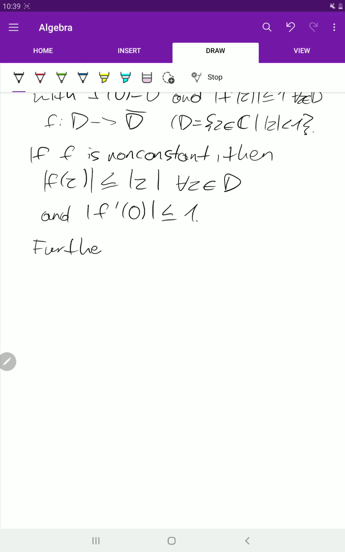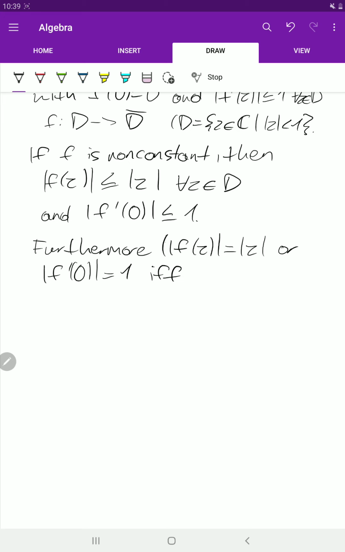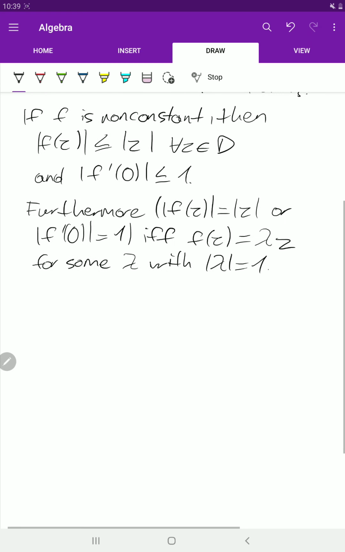Furthermore we have that the modulus of f of z is equal to the modulus of z, or the modulus of f prime at 0 is equal to 1, if and only if, let's put brackets around so that it's clear, if and only if f of z is equal to lambda z for some lambda in S1, so with modulus 1.